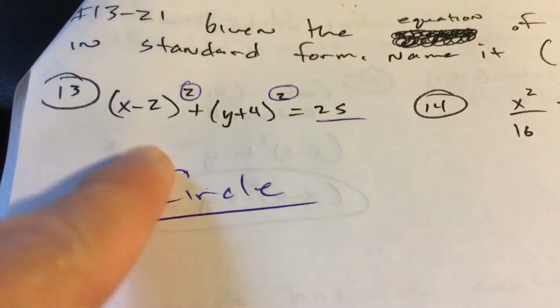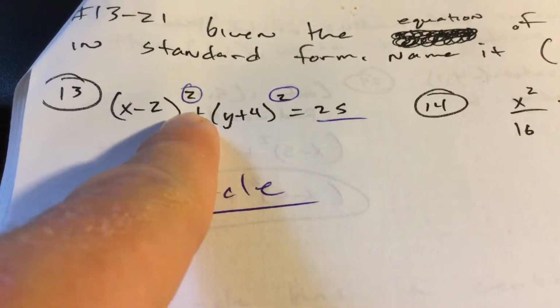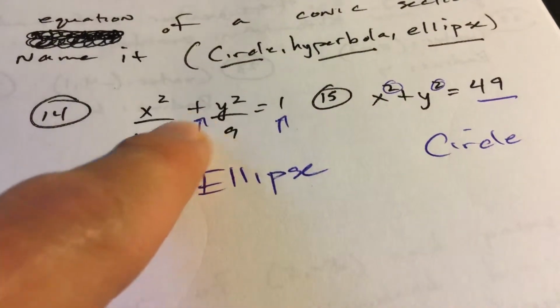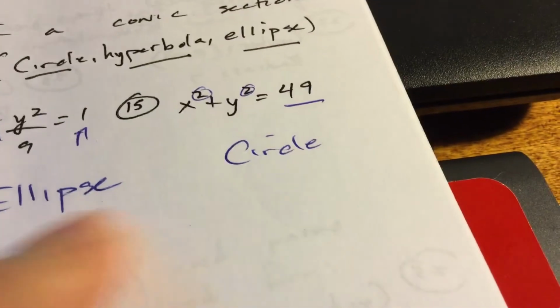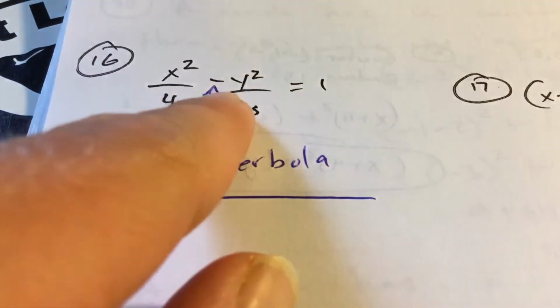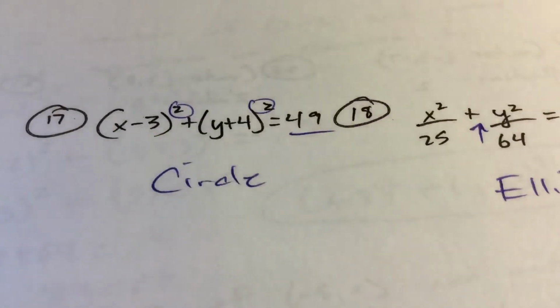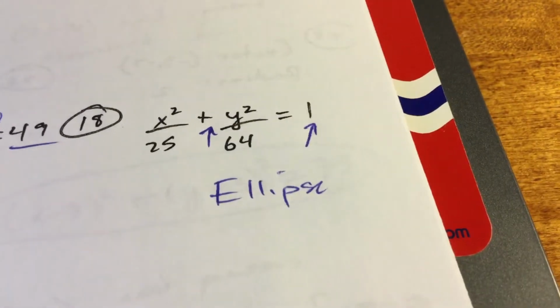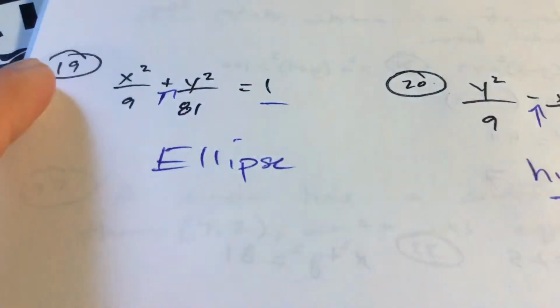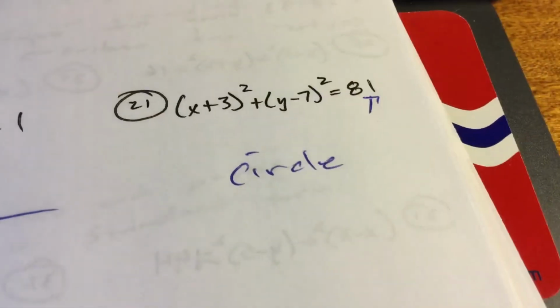Let's see. Last one here. I do love these, especially for the final. Given the equation of a conic section in standard form, name it. All right. It doesn't equal 1. Positive. This is a circle. It equals 1. Both are positive. It's an ellipse. Does not equal 1. Both are positive. Circle. It equals 1. You have subtraction, hyperbola. There's a circle. Ellipse, another ellipse, hyperbola, circle.